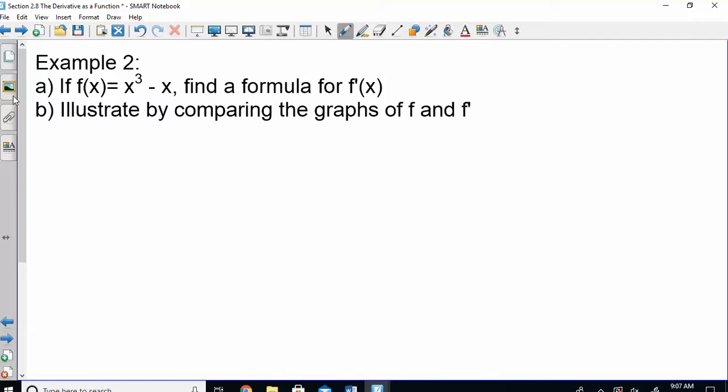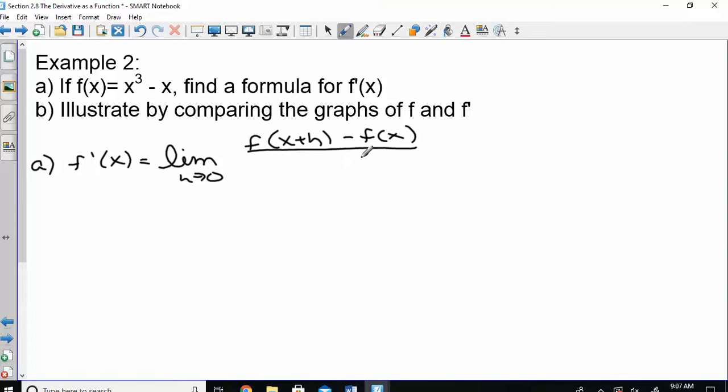This is what we were doing yesterday. We have our function. Last night you were asked to find f prime of a. Today I'm saying find f prime of x. It's the same thing. We're doing the limit as h approaches 0, but instead of a's, we're just using x. So f of x plus h minus f of x all over h.